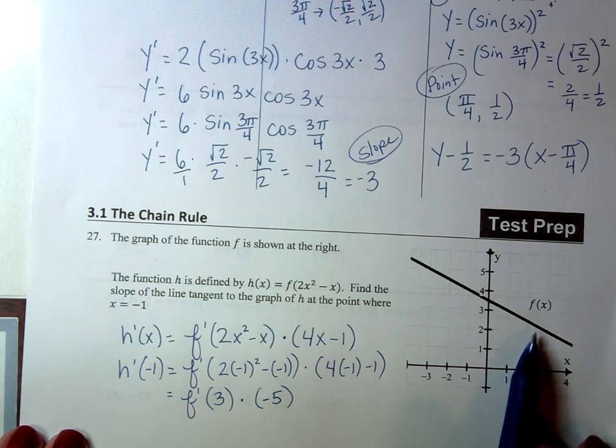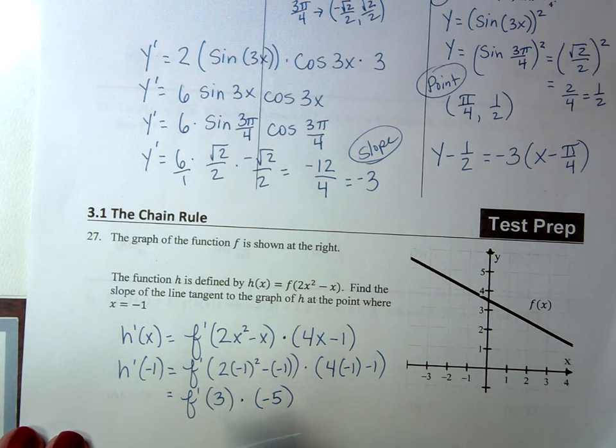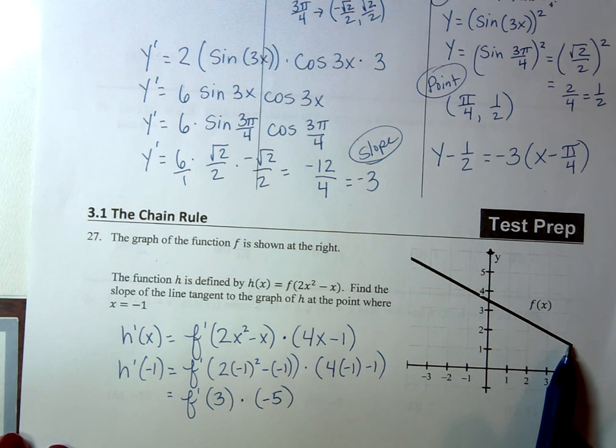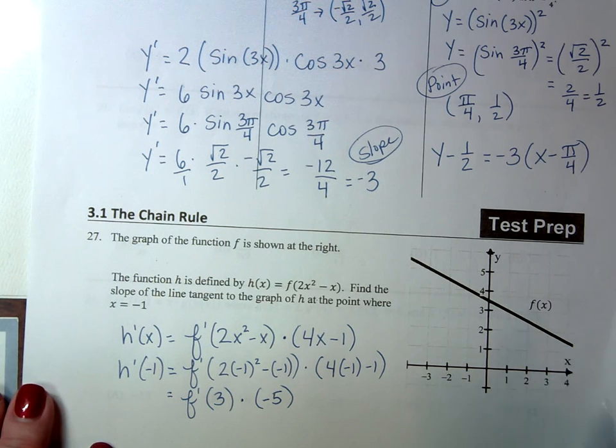f prime is the slope. Can you tell me what the slope is at 3? Well, the slope of a straight line doesn't change. You just need to figure out what the slope of that line is. So find some pretty points. Find some points that go through perfectly, like right here and right here. We're going to use those 2 points and figure out the slope.